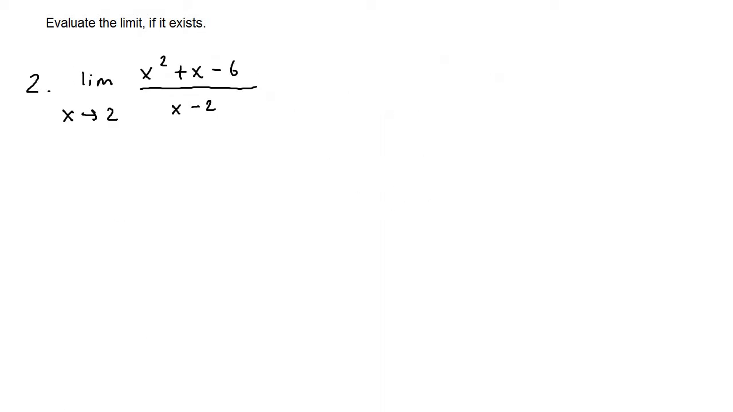So now for number 2, we have the limit as x approaches 2 of x squared plus x minus 6 over x minus 2. So now the first step is obviously direct substitution, so let's go ahead and directly substitute 2 in for x into the function. So when I do that, we'll get 2 squared, which is going to be 4, plus 2 minus 6 over, we get x is equal to 2, so 2 minus 2. Now 4 plus 2 is 6, 6 minus 6 is 0, over 2 minus 2, which is also 0.